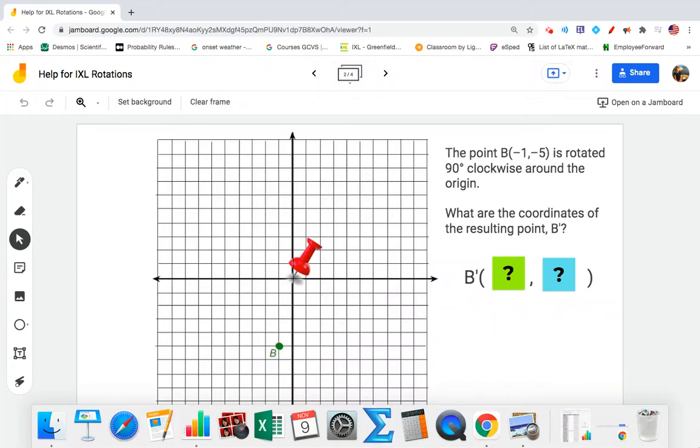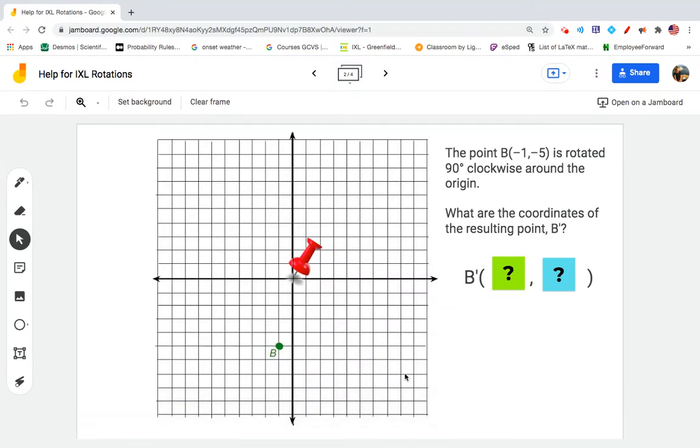The point B with coordinates -1, -5 is rotated 90 degrees clockwise around the origin. And the question is, what are the coordinates of the resulting point B prime?